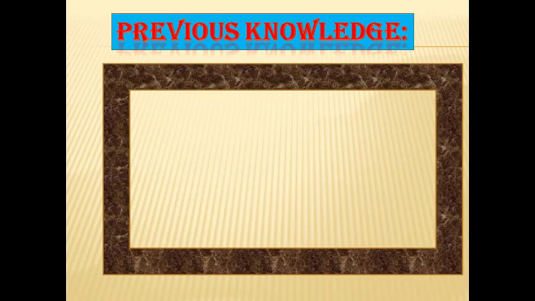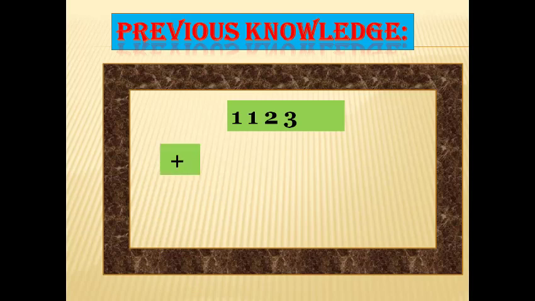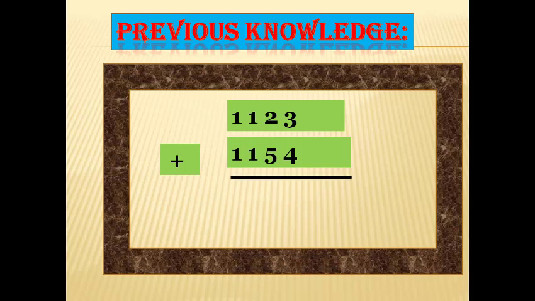In class 3, we learned the addition of 4-digit numbers. Let us revise. Our first value is 1123 plus 1154, and the solution is 3 plus 4 is equal to 7, 2 plus 5 is equal to 7, 1 plus 1 is equal to 2, 1 plus 1 is equal to 2.